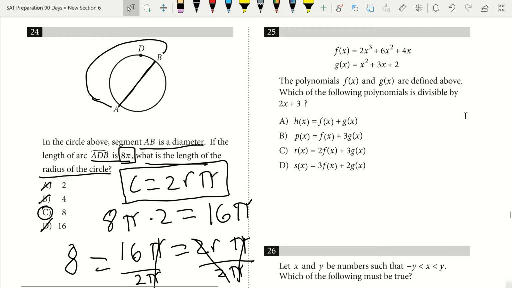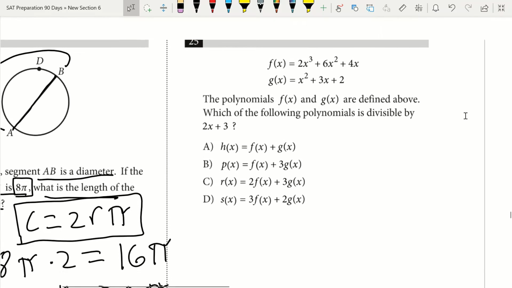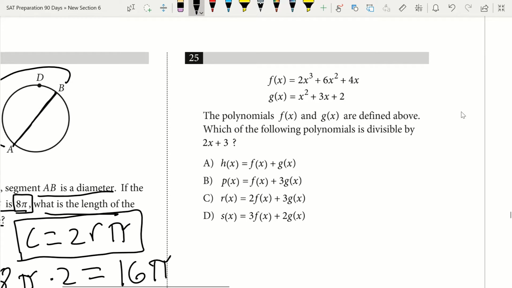All right, 25. Okay, 25 looks very, very complicated at first. It's not as complicated as it looks, and you may think at first that you're going to have to go A through D, and you actually don't, and I'll show you why here in a minute. So we have the polynomials f of x and g of x defined above. Which of the following polynomials is divisible by 2x plus 3?